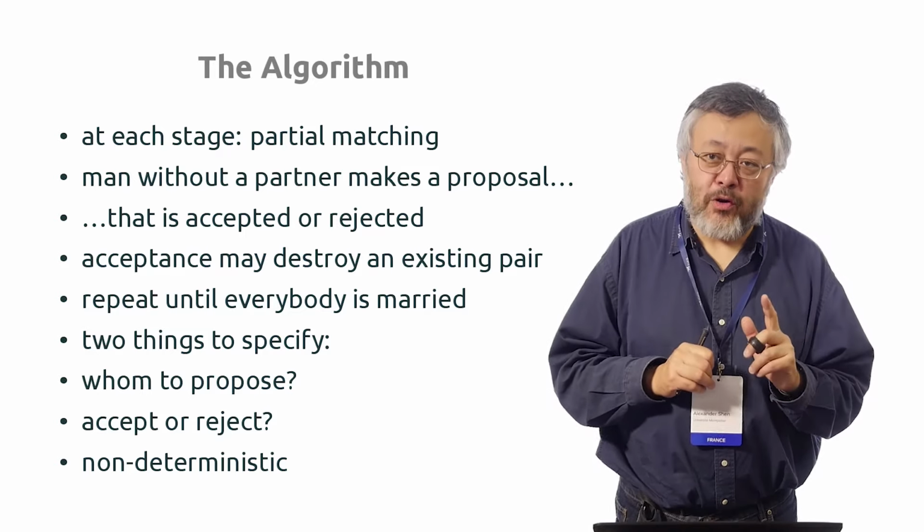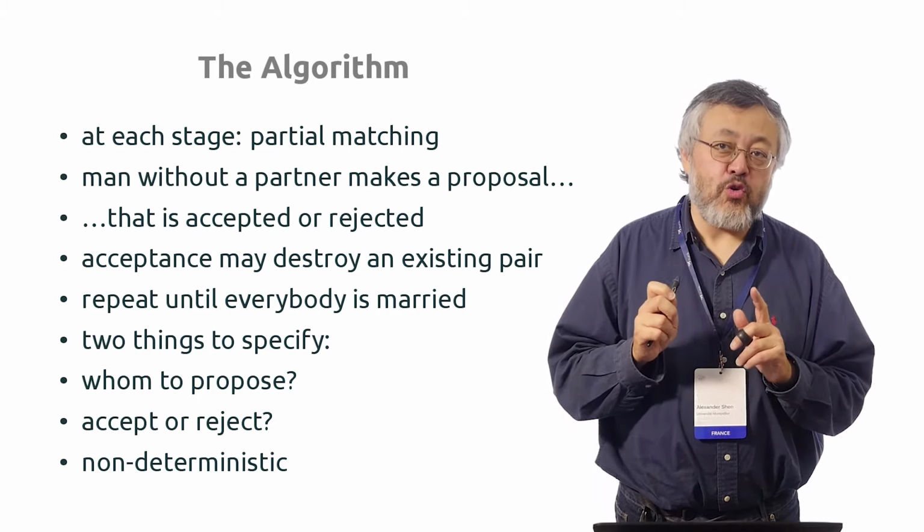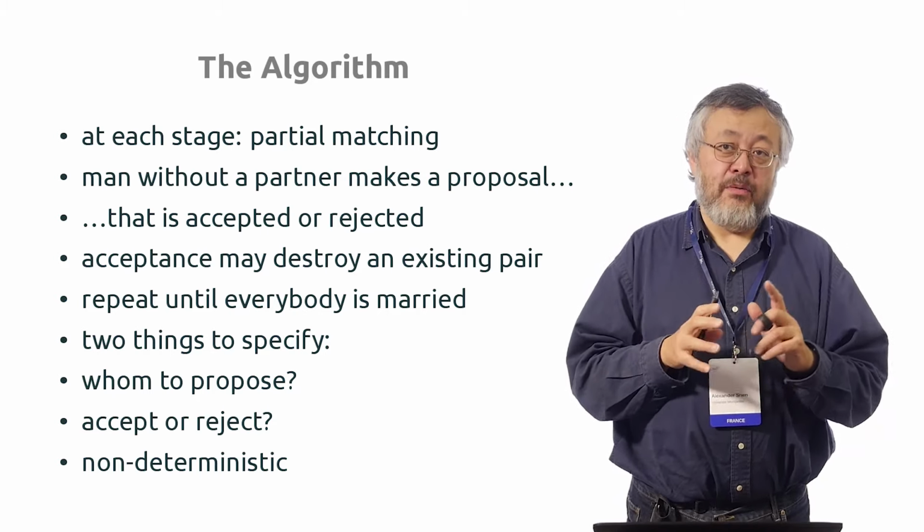Let me say one more thing, that the algorithm is non-deterministic in a sense. We do not specify in which order men make their proposals. There can be several men without a partner. We take one of them and he does whatever he should do according to the rules. But there is a choice at this stage. Any choice is okay for the algorithm. It's a kind of non-deterministic algorithm. We will discuss later that somehow it doesn't influence the result, but we will wait a bit.